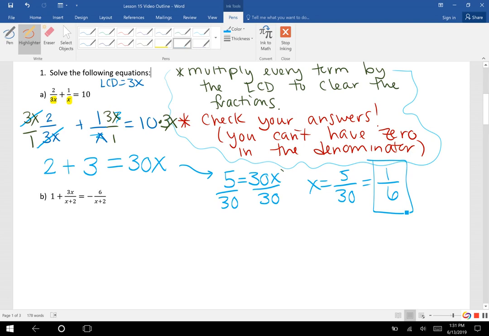Now, we do have to make sure that this answer is not going to give us any zeros in the denominator. And if you plug 1/6 in for x, it doesn't really matter what you get. The important thing is I can see that I'm not going to get zeros. The only way I would get zeros in the denominator is if x was 0. And that's not what happened. My answer is 1/6.